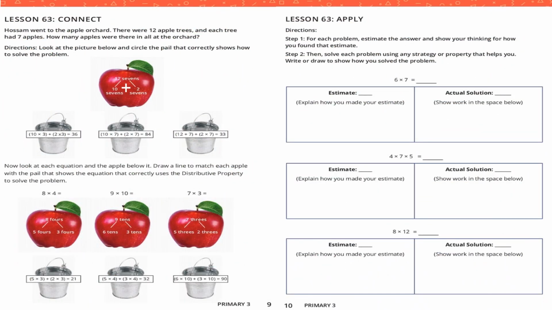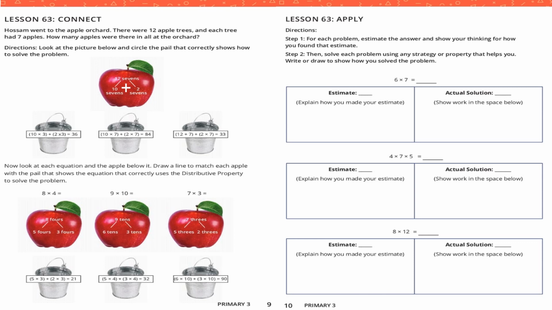Lesson 63, the connect part. We have a story problem here. Hussam went to the apple orchard. Orchard, it's like a garden, okay? There were 12 apple trees. So we have 12 apple trees. Each tree had 7 apples. How many apples were there in all at the orchard?